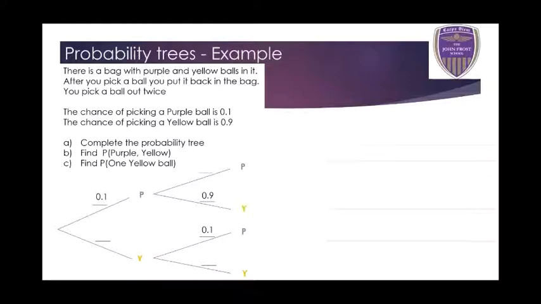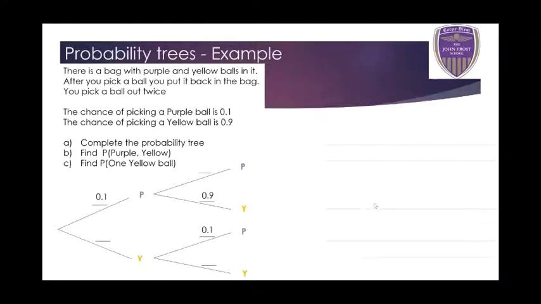So we've got another bag now, but with purple and yellow balls in it this time, okay? After we pick a ball and look at the color, we then put it back in the bag, and we're going to do this twice. We're going to pick out a ball, look at it, put it back, and then pick out another one. The chance of picking a purple ball is 0.1. The chance of picking a yellow ball is 0.9.